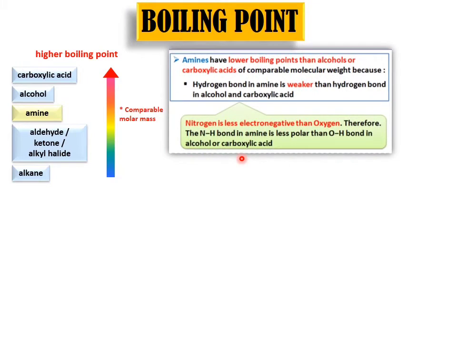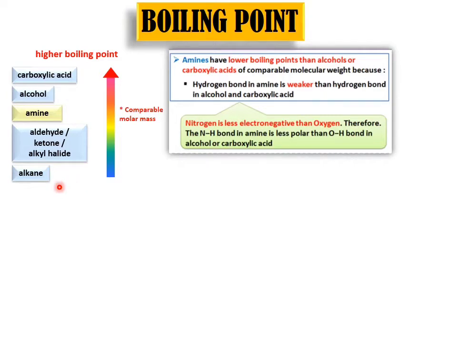Why does amine have lower boiling point than alcohol or carboxylic acid? Because hydrogen bond in amine is weaker than hydrogen bond in alcohol and carboxylic acid. Why? Because we know that amine contains a nitrogen atom, which is less electronegative than oxygen in alcohol and carboxylic acid. Therefore, the N-H bond in amine is less polar than the O-H bond in alcohol or carboxylic acid.